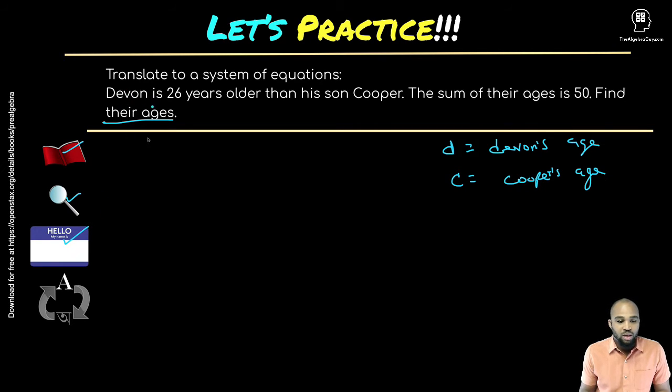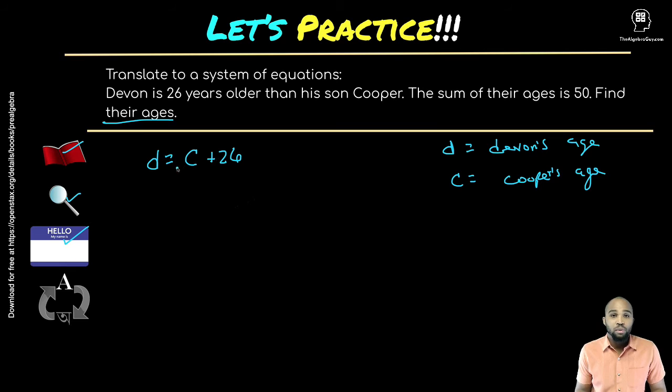Devin's age is represented by D. Is my equal sign. 26 years older. So 26 years older than what? His son Cooper. And there it is. Devin is 26 years older than Cooper. Devin is Cooper plus 26. Either way you want to say it. Now I didn't have to put the 26 second on this one because addition is commutative, which means I can switch places. They're going to be the same answer. But I wanted to remain consistent in how we were setting this up.